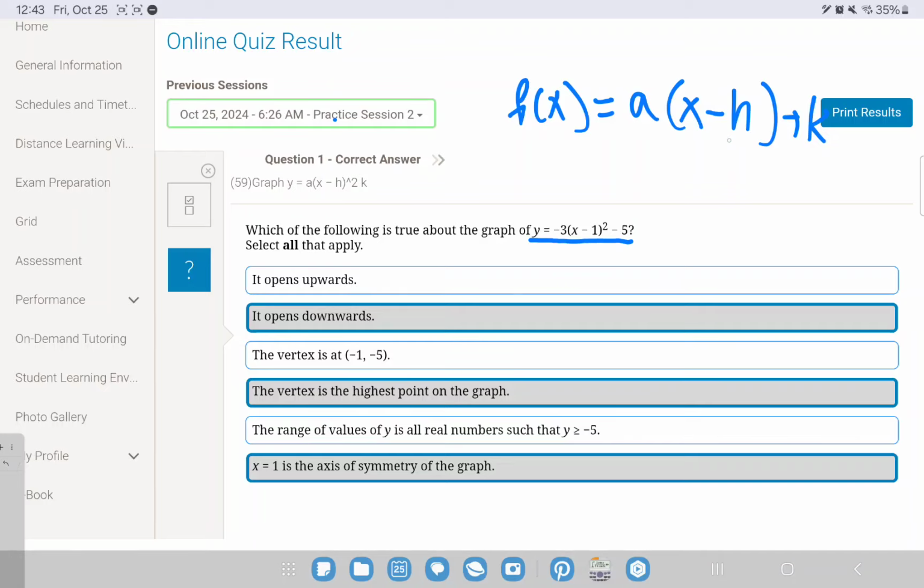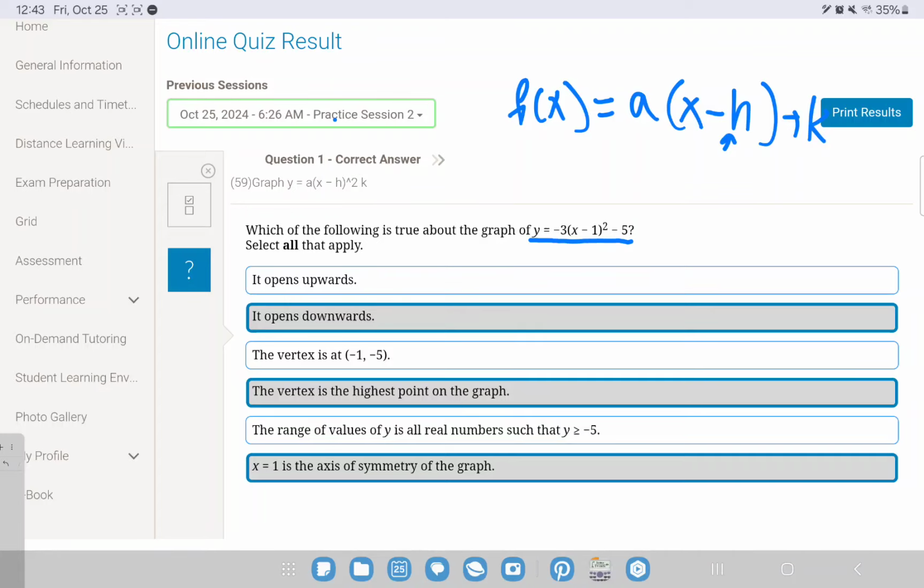H, minus h, is the way you find your axis of symmetry, but I'll show you later. Actually, you'll more likely understand when I explain it on the actual question itself, so let me start.